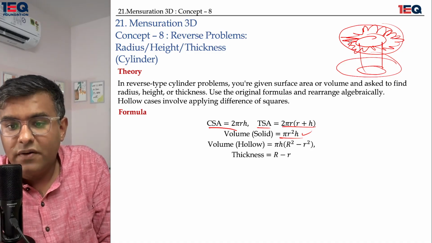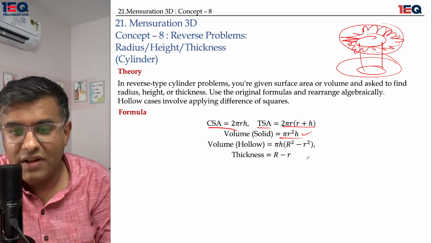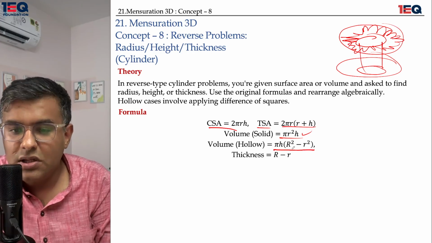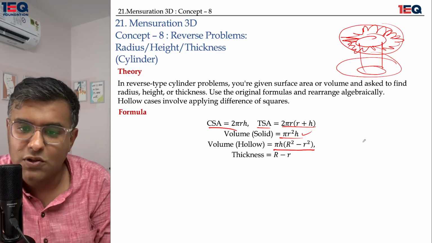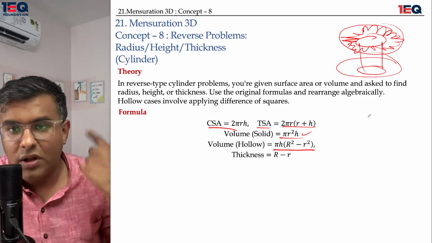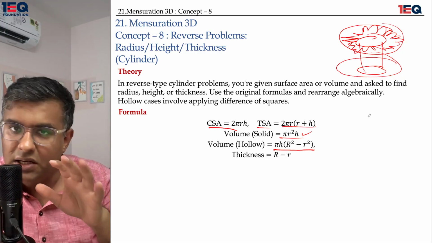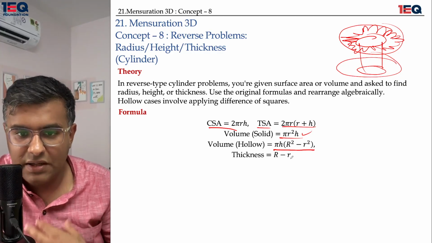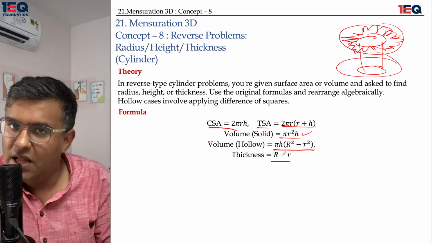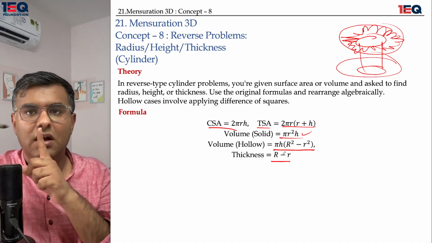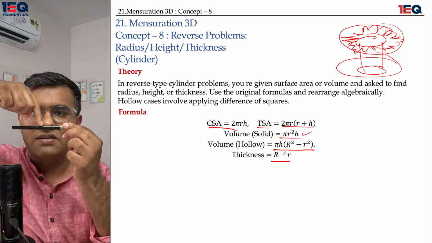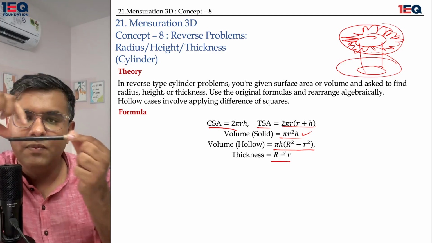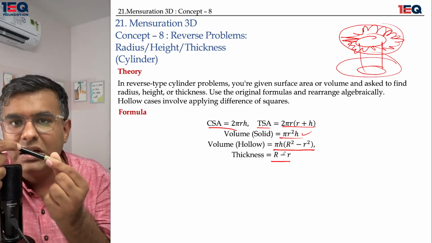In this sort of situation, if you wish to find out the volume of that hollow cylinder, this would be the volume: pi h multiplied by capital R square minus small r square. Capital R is the outer radius, small r is the inner radius. And the thickness of that hollow cylinder is going to be R minus r, the outer radius minus the inner radius. When you subtract the inner portion away, this portion is left, which is the actual thickness of it.